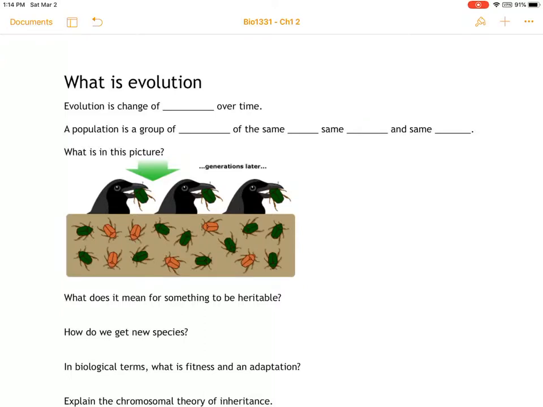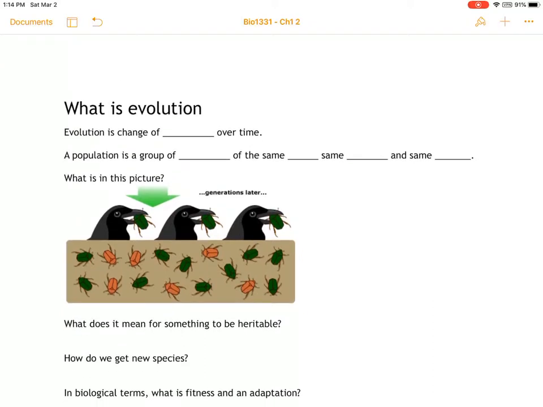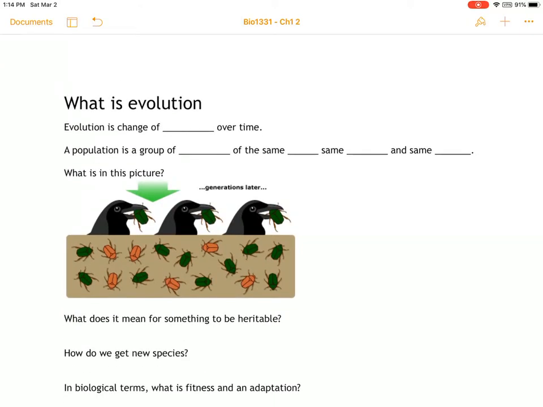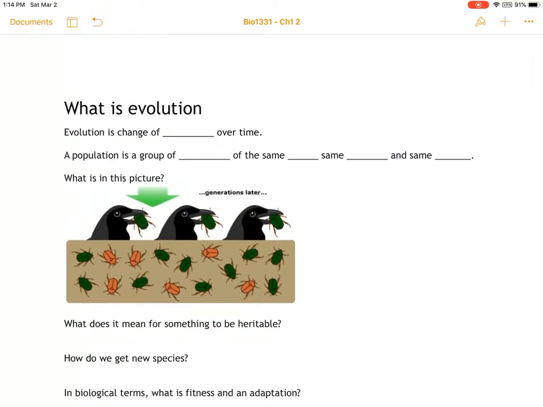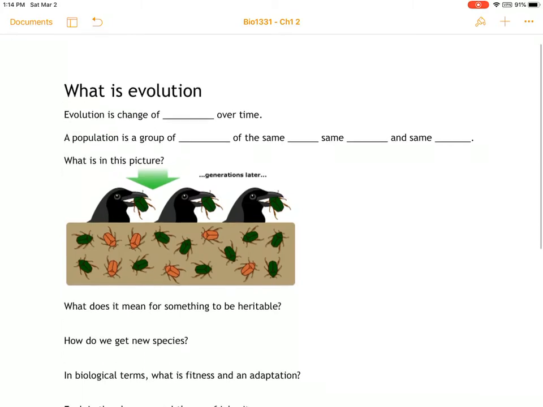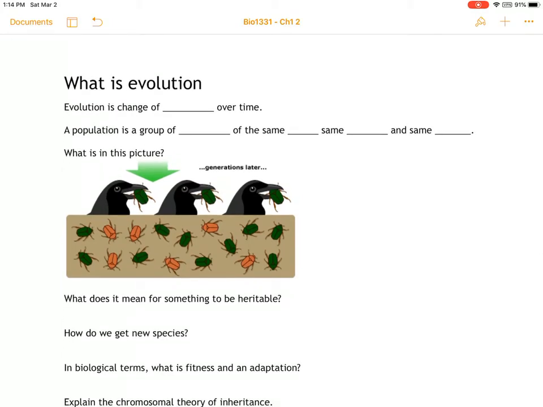So, what is evolution? Evolution is a change of blank over time. We said that evolution applies to populations. So evolution is a change of the population over time. So what is a population? A population is a group of individuals of the same species, same place, and the same time.